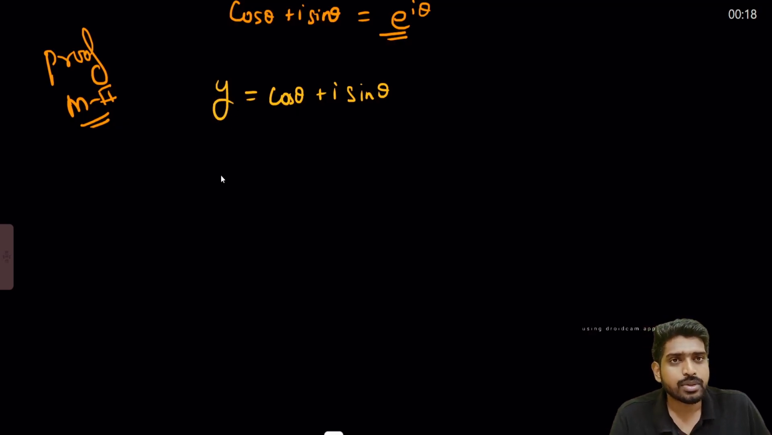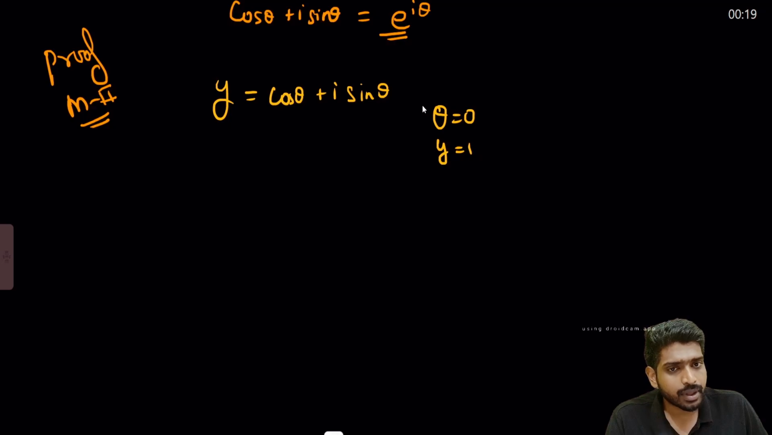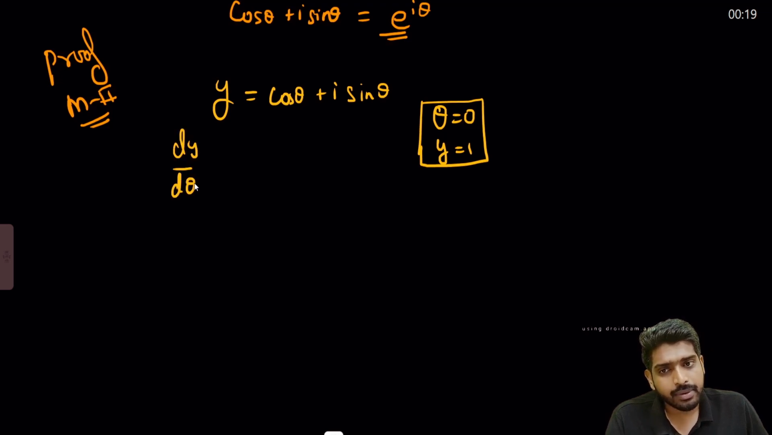Got it? Now can you tell, if theta is 0, what is the value of y? The value of y will be 1. We are going to use it, right? Now next, find dy by d theta. Dy by d theta will be minus sin theta plus iota cos theta, right? Differentiation of cos theta is minus sin theta.